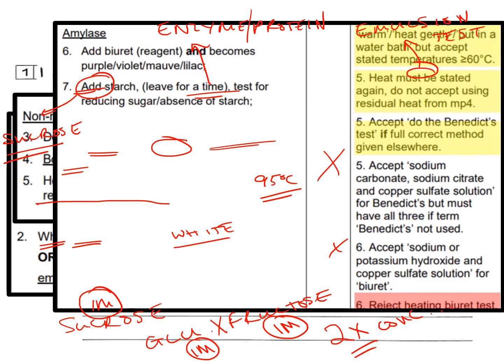Okay, then the protein is amylase, it's an enzyme. You add Biuret, you do not heat, and you'll get a blue colour to a purple colour. So no heating and no precipitate, it's just a pure colour change in the liquid.